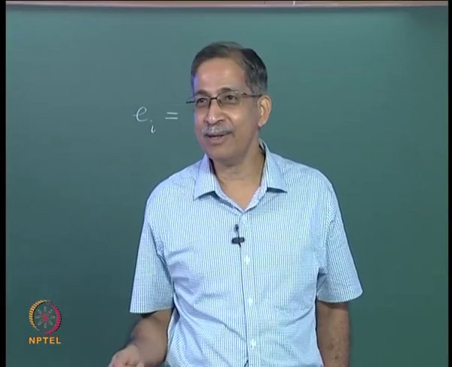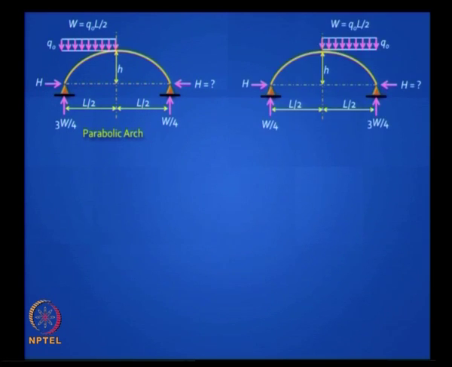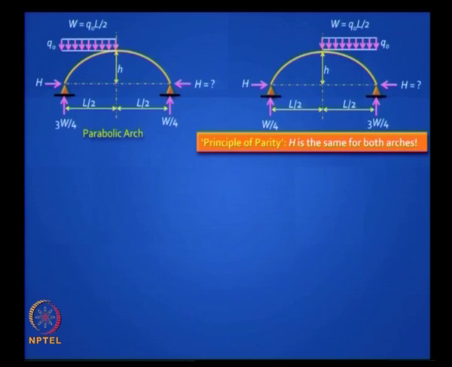You load the other half. The question is, we don't know H. You load the other half, and when you add these two, you end up with a funicular arch, right? Whose horizontal reaction is known? What is the value? It's q naught L squared by 8h.